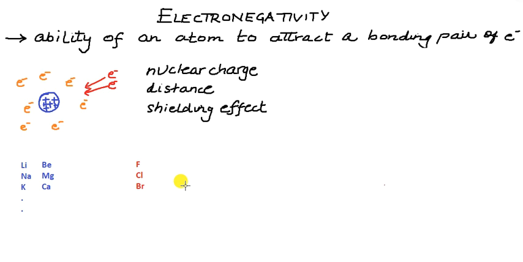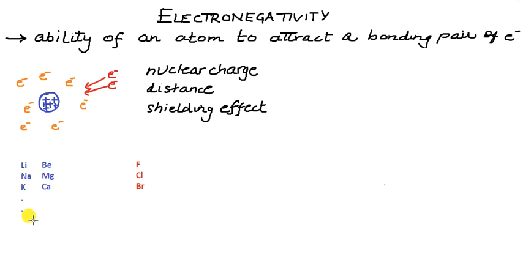Because as we go across a period from left to right, we are adding electrons to the same shell and we're making the nucleus stronger, but we're not increasing the distance and the shielding effect. As a result, the pair of electrons, as it approaches the atom, will be attracted more strongly towards the nucleus as we go across a period.